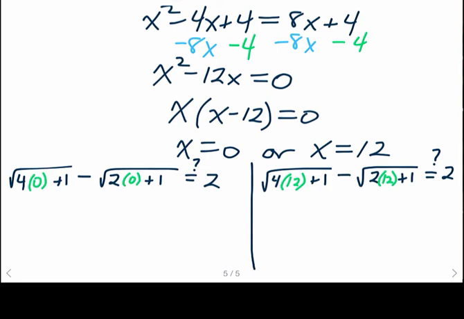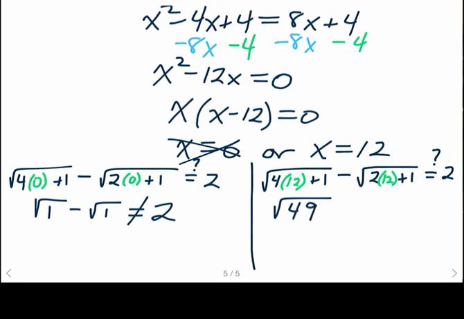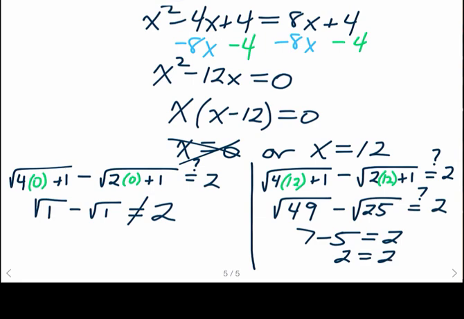For x equals 0, we end up with the square root of 1 minus the square root of 1, which certainly does not equal 2. X equals 0 is not a solution. For x equals 12, we have the square root of 49 minus the square root of 25. Does that equal 2? If it didn't, we'd say no solution. But since 7 minus 5 does indeed equal 2, we have that true statement that we're after, and so x equals 12.